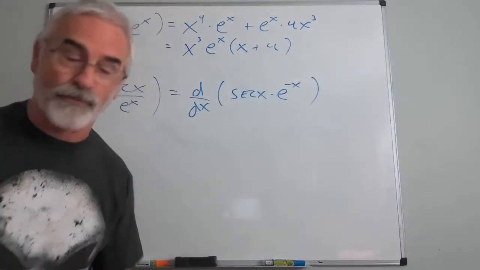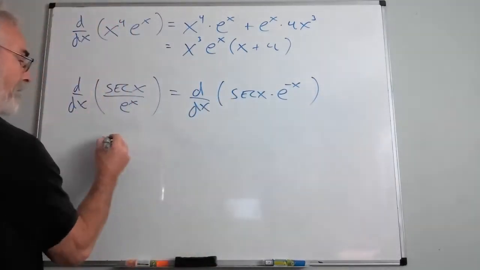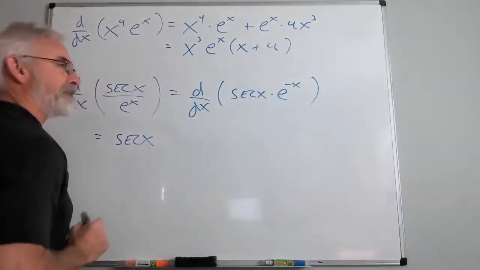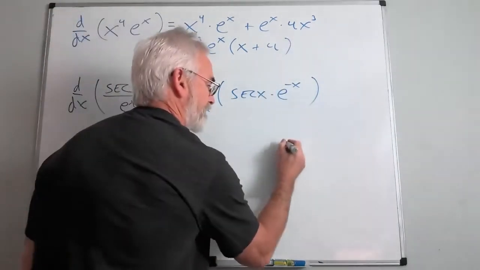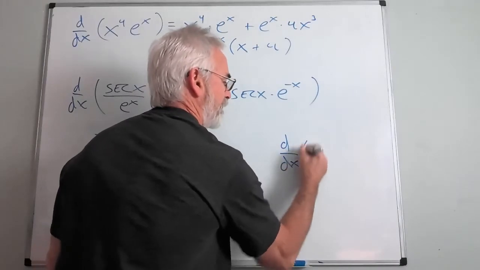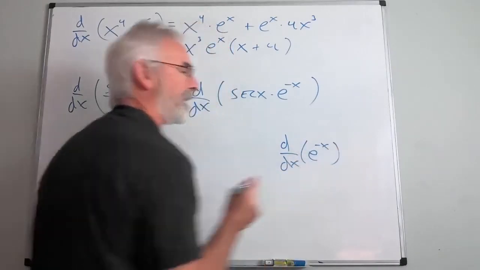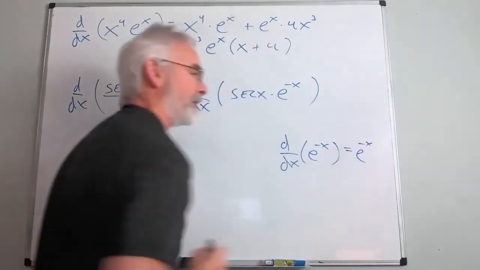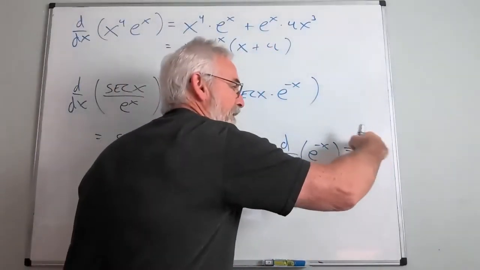I have to consider chain rule. So when I do this, I'm going to get first times the derivative of the second. But what is the derivative? We'll do it off to the side. What is the derivative of e to the thing? It's e to the thing times the derivative of the thing.